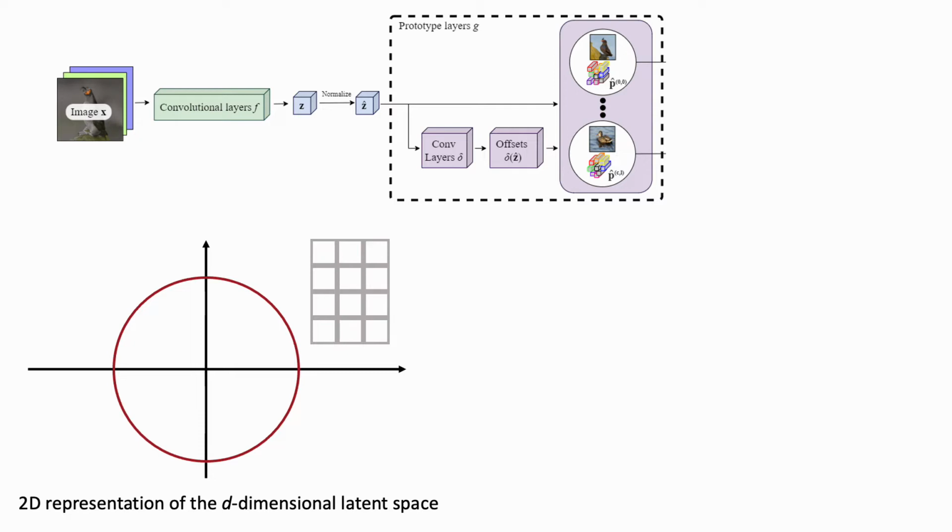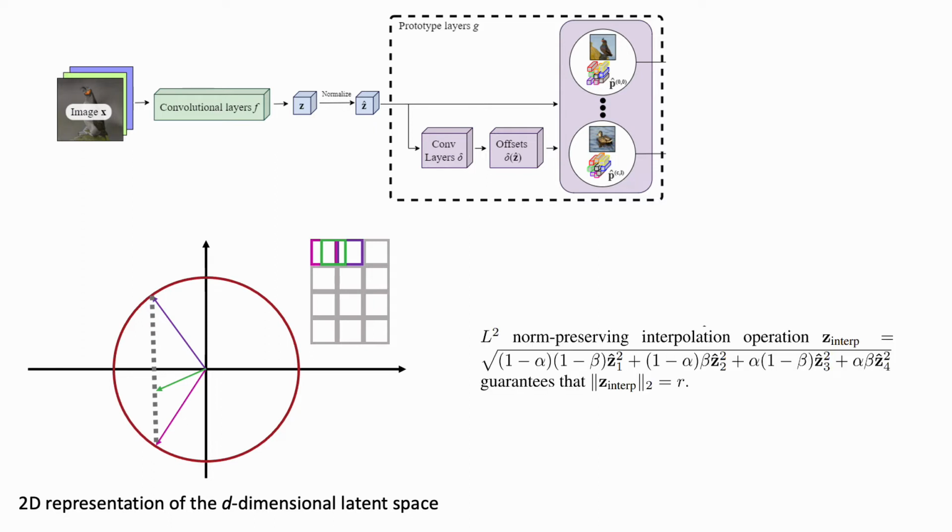When a prototype deforms, it almost always does so with fractional offsets, meaning it will compare each prototypical part to a fractional location in the input. If we use bilinear interpolation to get the value of our input at that location, the resulting vector will not reside on the latent hypersphere. To address this issue, we introduce norm-preserving interpolation, which guarantees that the interpolated vector will still reside on the desired latent hypersphere, preserving our geometric interpretation of the latent space and allowing us to use cosine similarity on interpolated features.